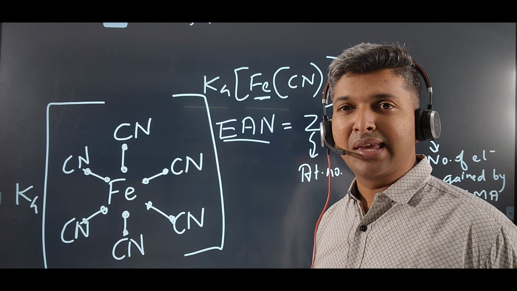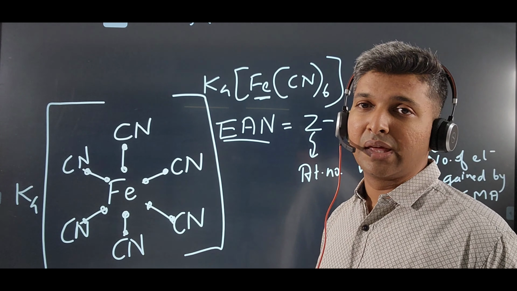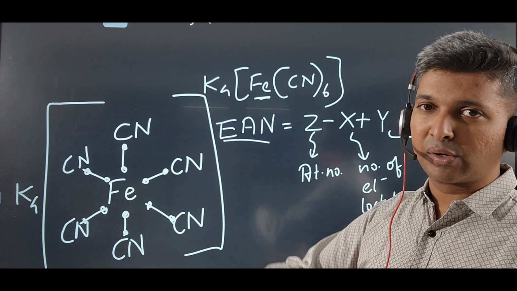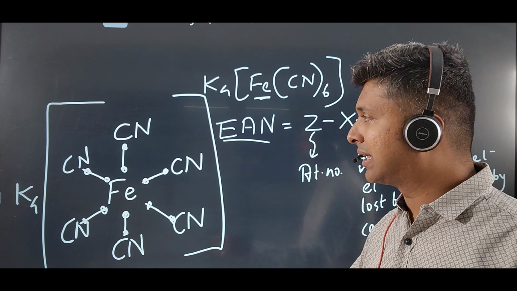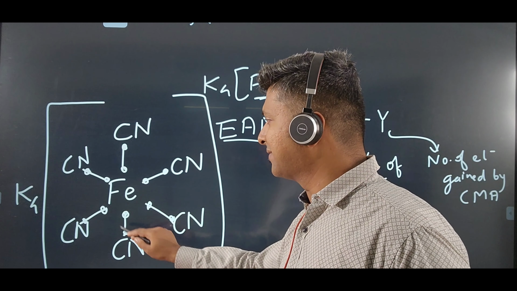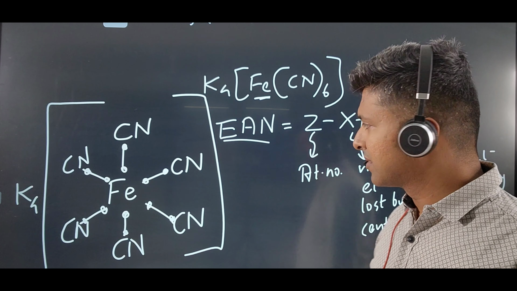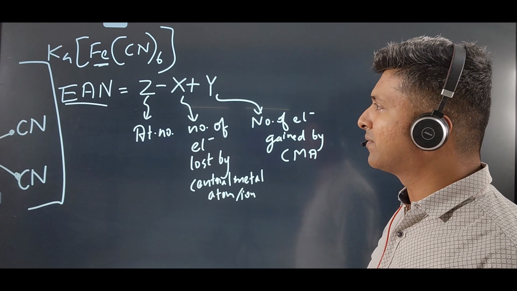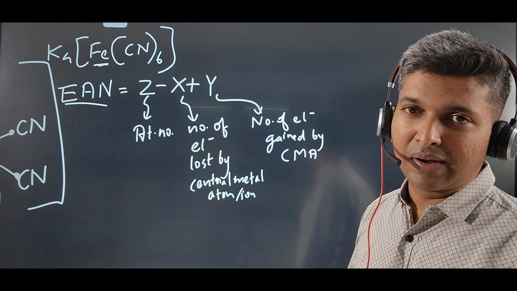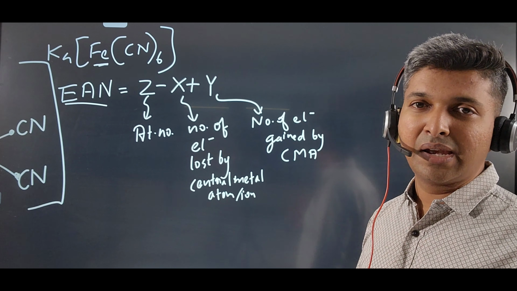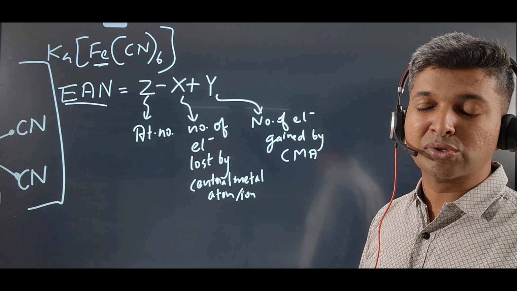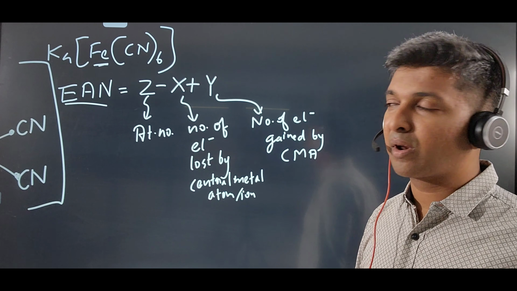So in K4FeCN6, cyanide is donating electrons to Fe. Fe has to make that much space to accept the electrons. So how many electrons is Fe accepting in total? 1, 2, 3, 4, 5, 6, 7, 8, 9, 10, 11, 12. A total of 12 electrons are being accepted by Fe. So what will be the value of Y, the number of electrons gained by Fe? It is gaining 12 electrons. From whom is it gaining? From the ligands. Ligands are donating the 12 electrons to Fe, in this case K4FeCN6.